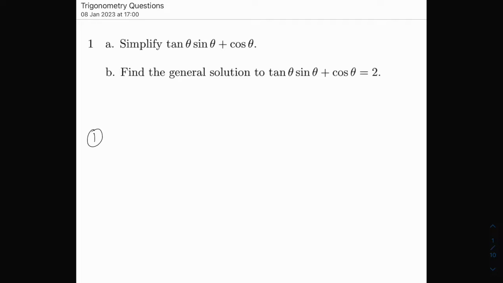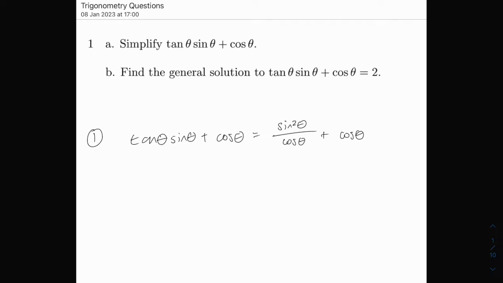All right, now here's what you need to do. You need to notice that tan theta sine theta plus cosine theta is equal to sine squared theta over cosine theta plus cosine theta. I'm just going to say cos from now on. All right. Cool. So where do we go from here?